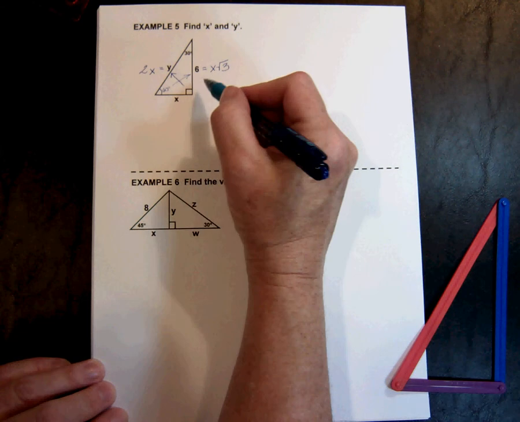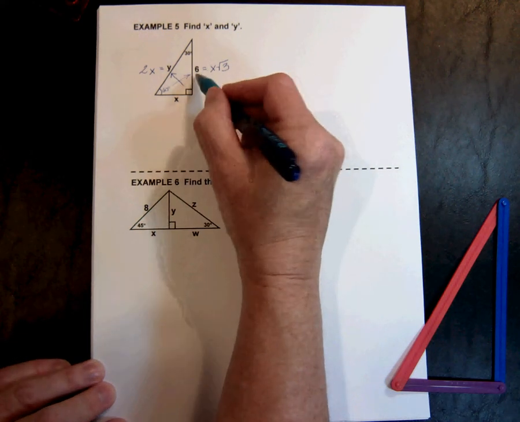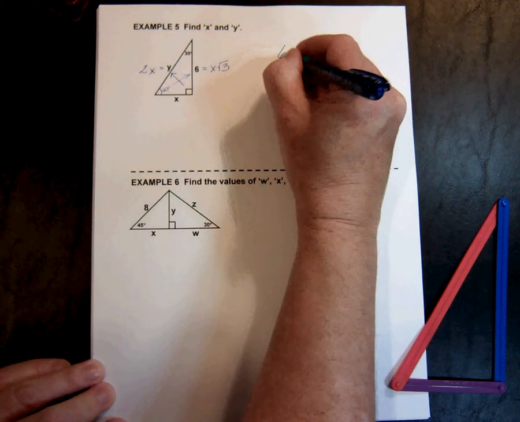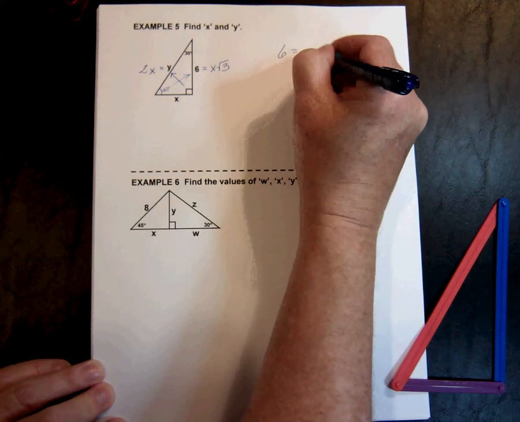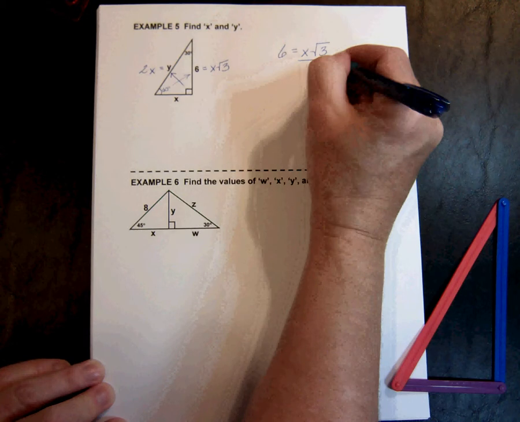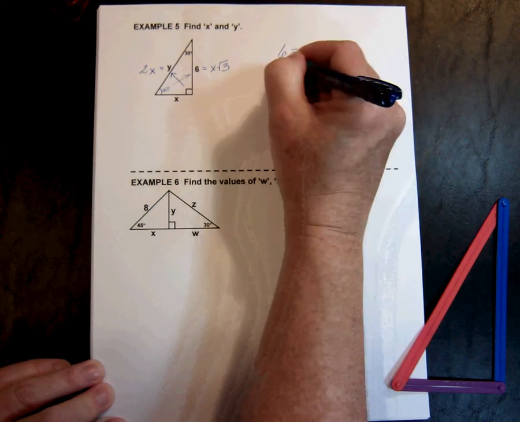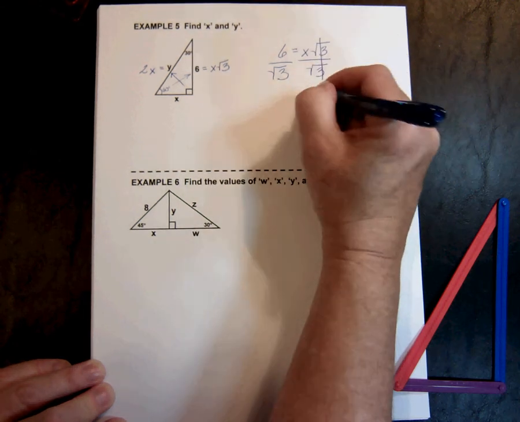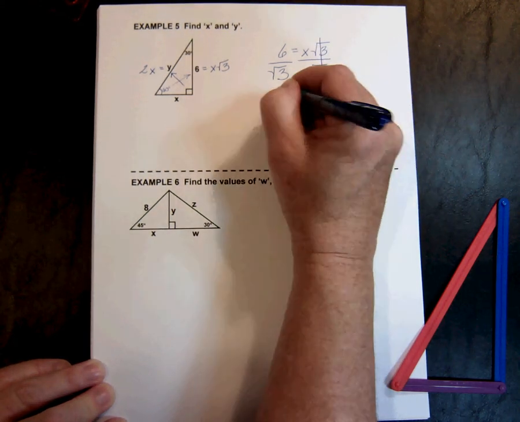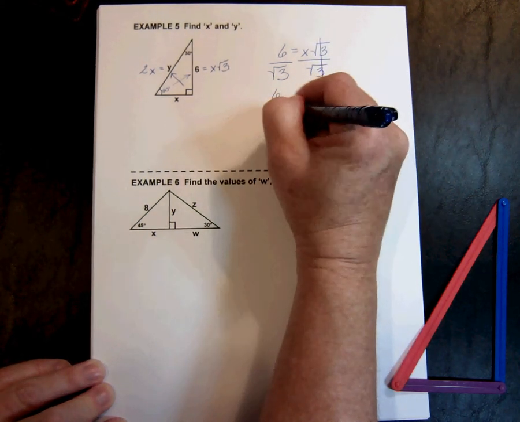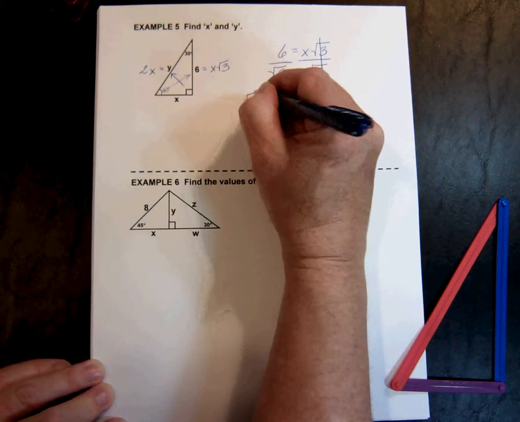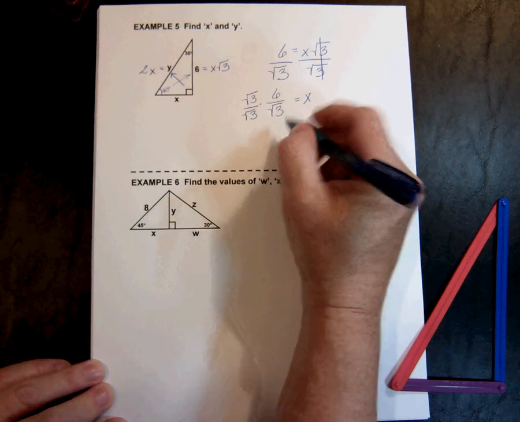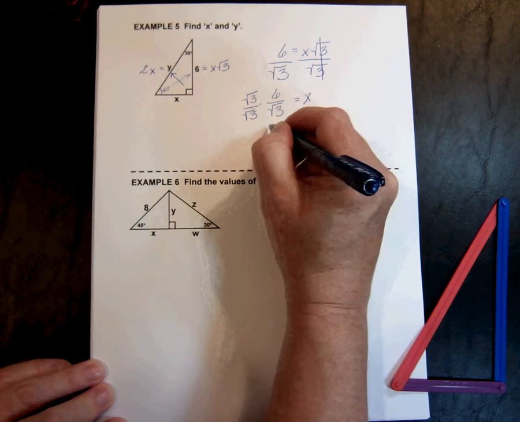Okay, so looking at that, we're going to first solve for x. We only know the value of 6. So again, we have to remember our rationalizing a denominator, because you're going to divide by the square root of 3 in order to get x by itself. But this needs to be rationalized by multiplying by a power of 1. Square root of 3 times square root of 3 is square root of 9, which is 3.